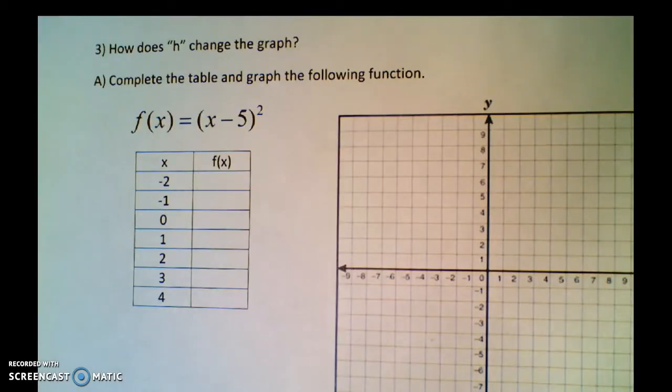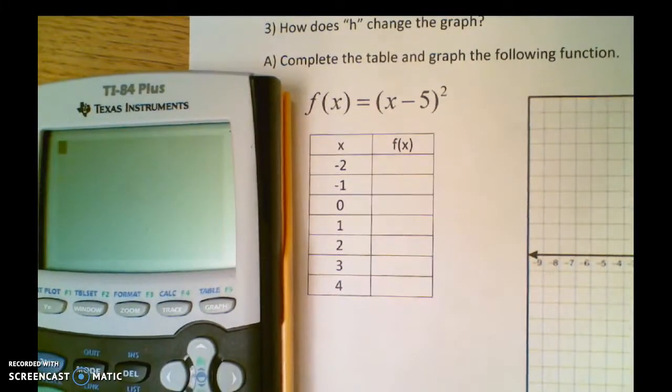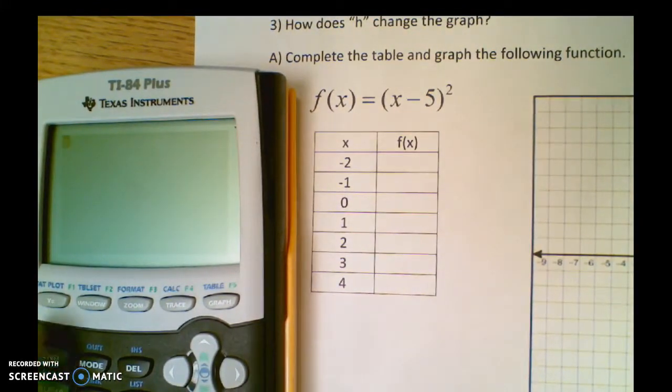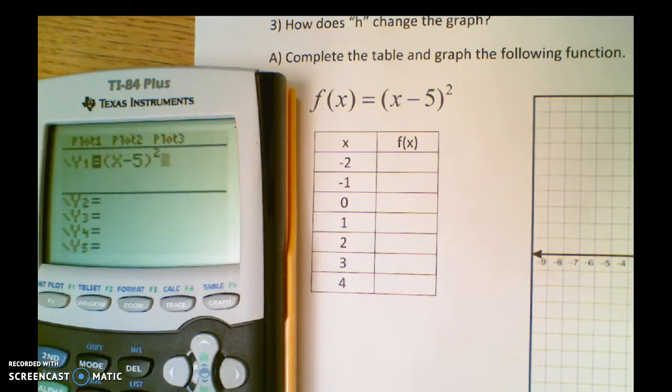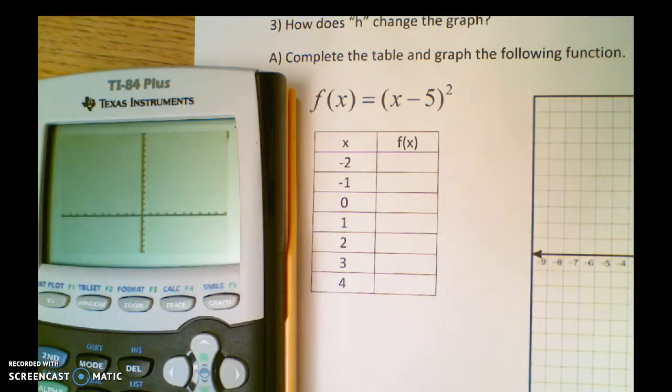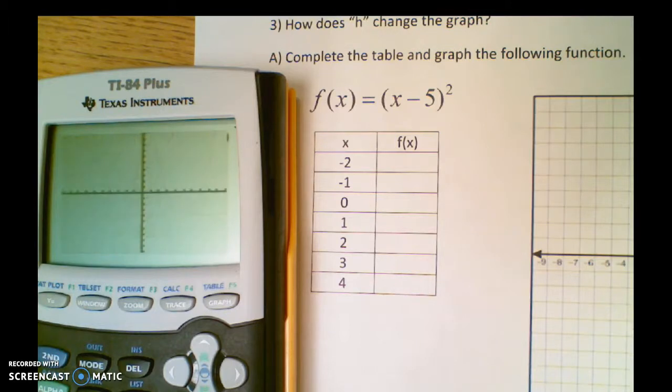A trick that you might have forgotten would be using your calculator to help you complete the table and graph. If you hit y equals, and you clear out whatever's in that equation, type in what we have. So we have parentheses x minus 5. And the parentheses do matter. Hit graph. If you don't like what you see, hit zoom and then 6. That gives you a nice set for the window.